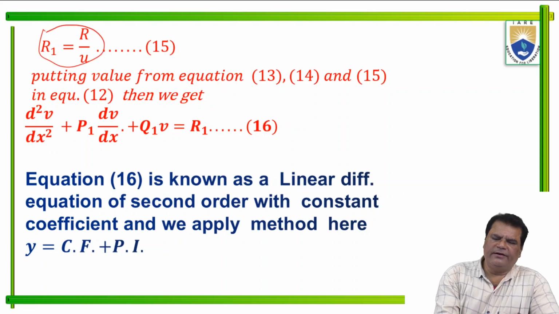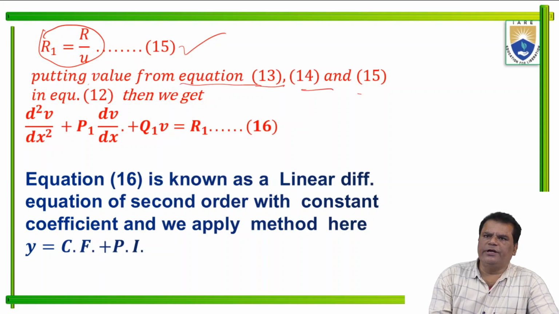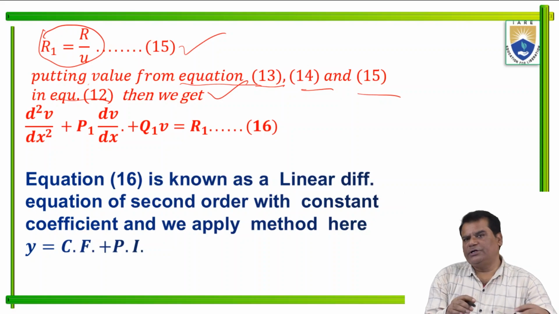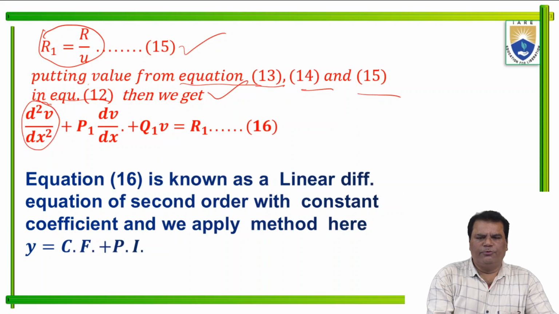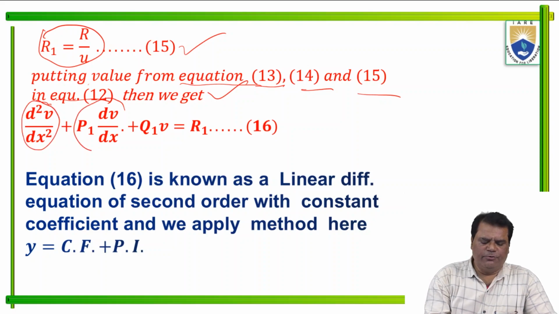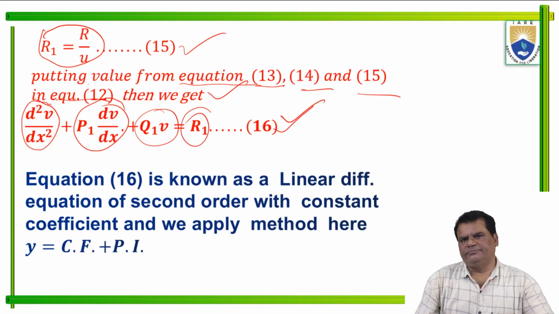And next is R1. R1 is r by u. This is equation 15. Putting values from equations 13, 14 and 15 in equation 12, we get the equation d2v over dx2 plus p1 dv over dx plus q1 v equal to R1. This is equation 16. This is the same as equation 1.